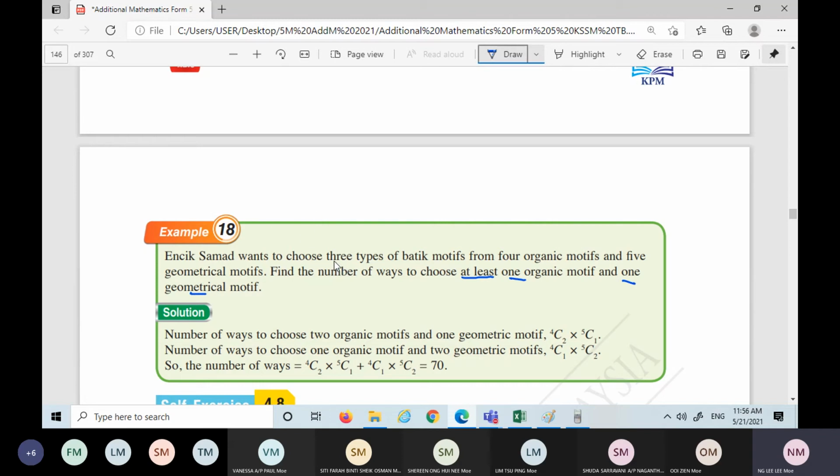So you want to choose 3 types. At least 1 organic and at least 1 geometrical means what? It can be 1 organic and 2 geometrical, or 2 organic and 1 geometrical. There are 2 situations. If there are 2 different situations, in between is plus. Within each situation, in between is times. This one you have to be very clear.